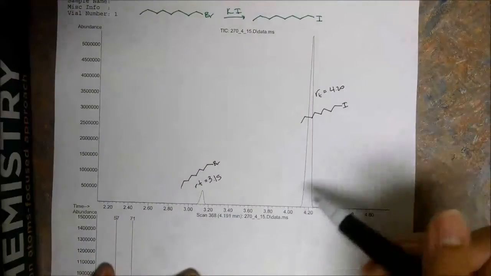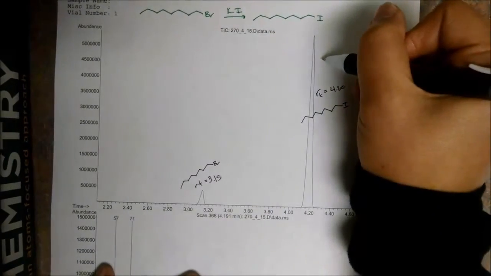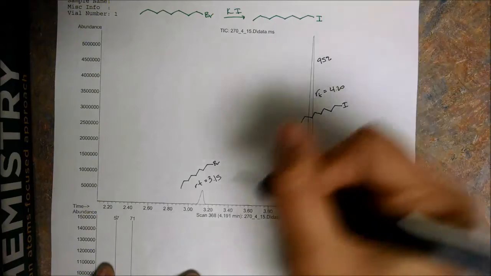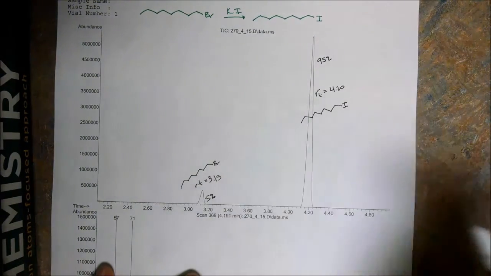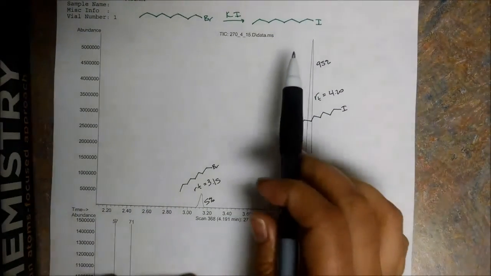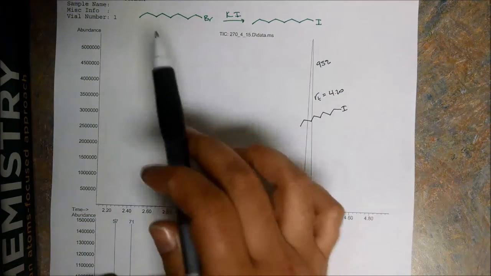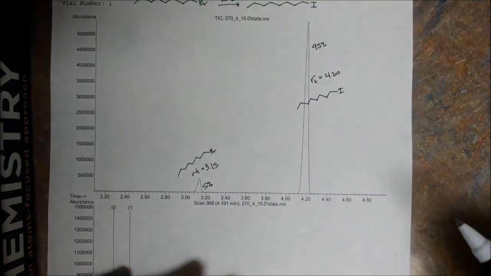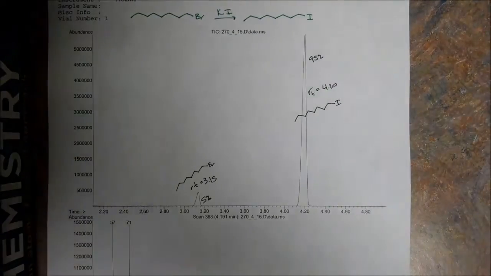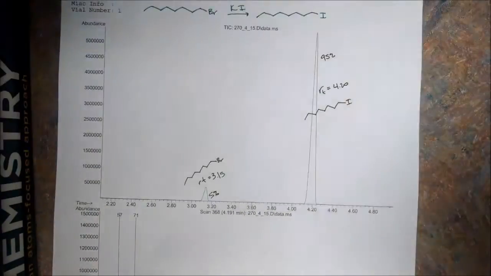And if you take the area underneath the curves, we get about 95% over here and about 5% over here. So you can see this reaction went almost to completion. This made a lot more product. We only had 5% unreacted starting material. Okay, so the question is why? Why do we get these differing results?